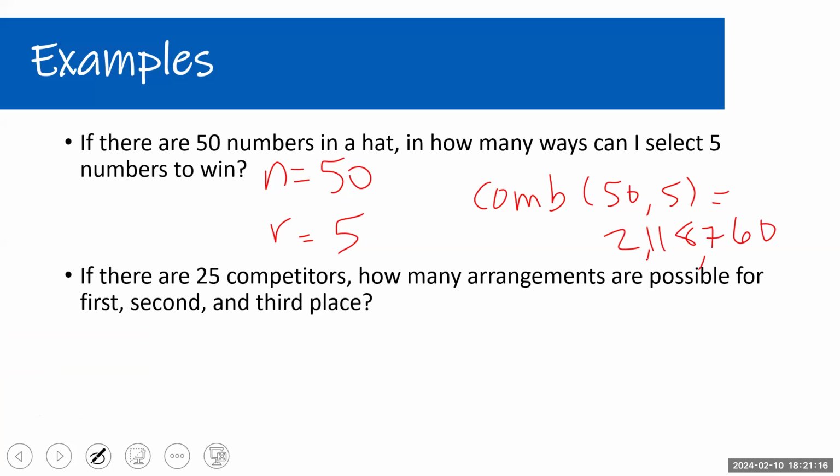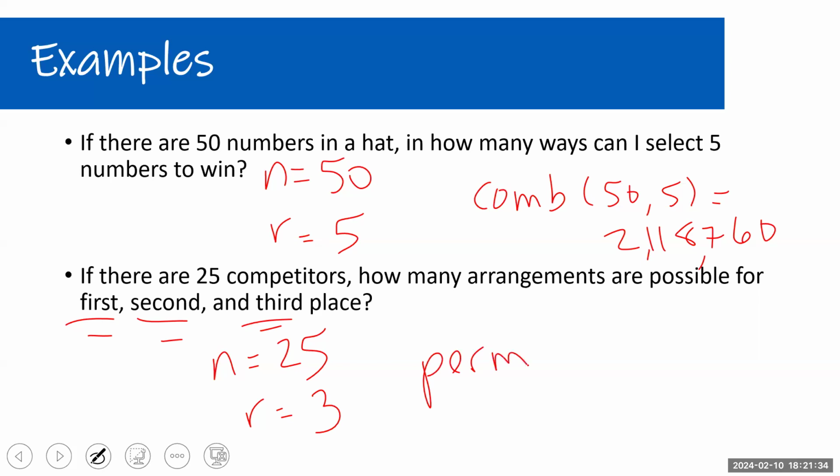And our last example is if there are 25 competitors, how many arrangements are possible for first, second, and third? Well, here, quite literally, order matters. You'd rather win the gold than the bronze, right? So here we have n equals 25 and r equals 3 because we're choosing 1, 2, 3. Now we're going to have permutation 25, choosing 3.